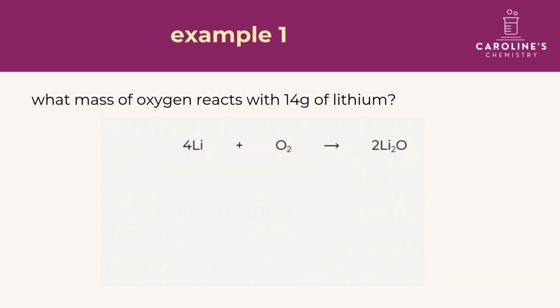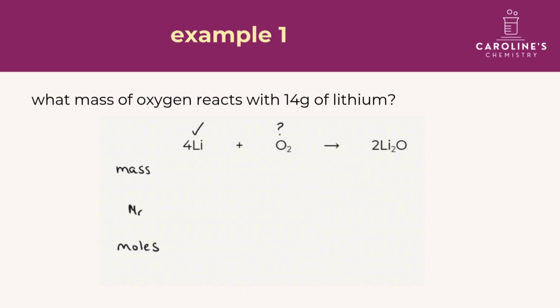So the first thing we're going to do here is figure out what our tick and our question mark is. That's the first step in our method. Now we know we have 14 grams of lithium. That becomes our tick. We are asked to find out something about the oxygen. That becomes our question mark. We're now going to set this up as a table. So we're going to take down this left-hand side, mass, Mr, and moles. Always in that order. Mass is equal to Mr times moles. Now we're going to fill in what we know.